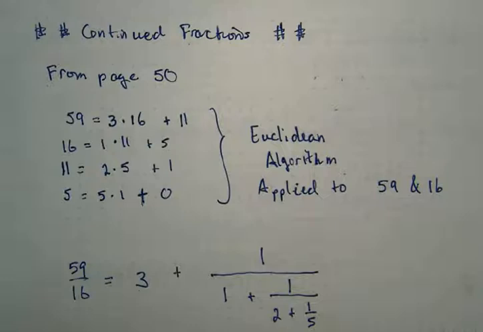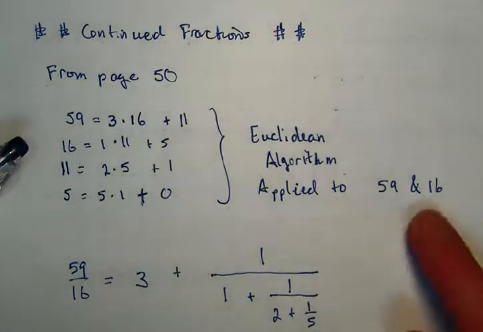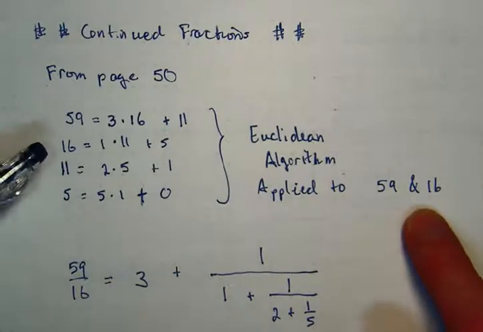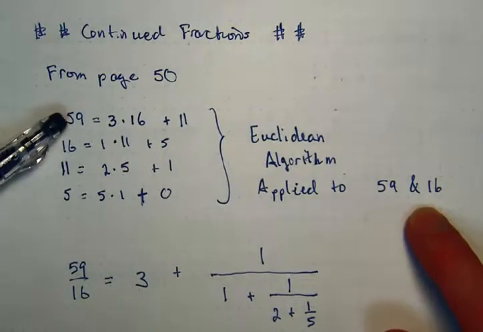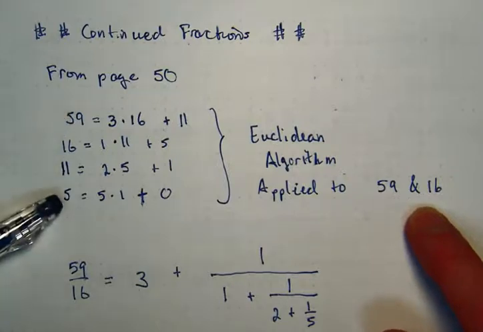We are continuing our work in Chapter 3 of Stuart Hollingdale's book, Makers of Mathematics. And we are looking at one more application of the Euclidean algorithm. This actually comes from an example on page 50 of that book. In that example, the author applies the Euclidean algorithm to finding the GCD of 59 and 16. And as we discussed in a previous video, this is the result of that procedure.